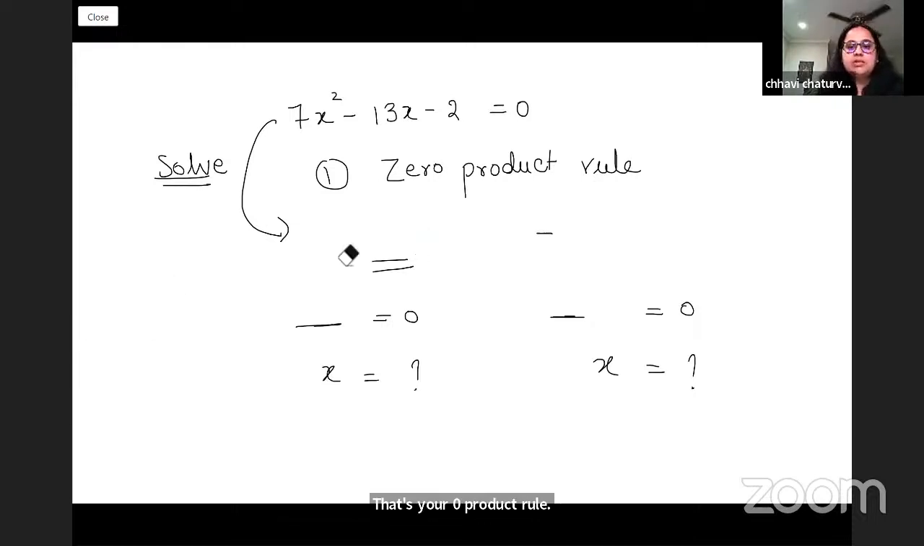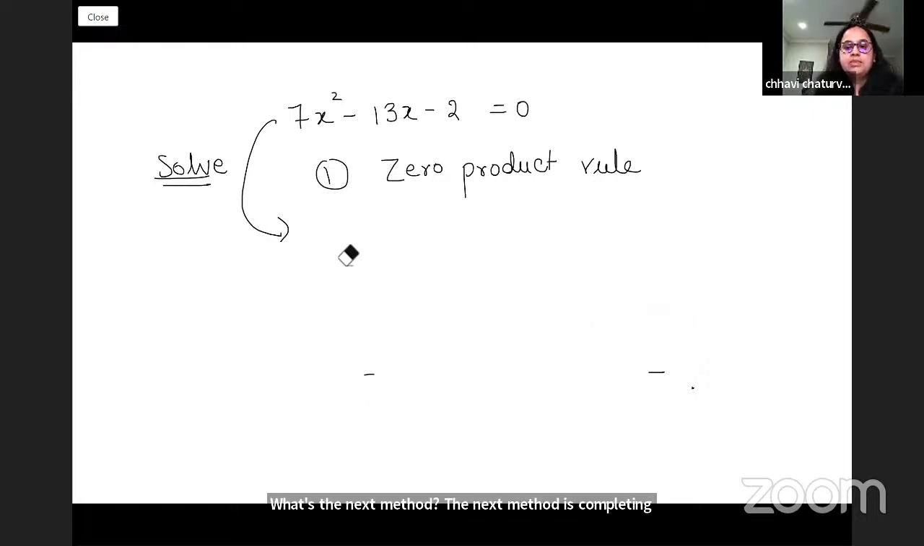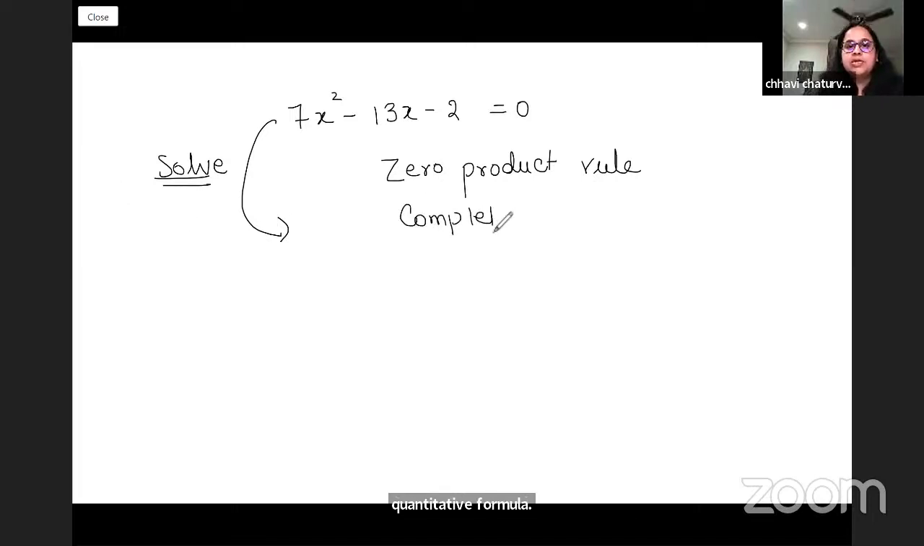What's the next method? The next method is completing the square. And then your third method is using the quadratic formula. So unless it is specified, you can use any method. So the next is completing the square.